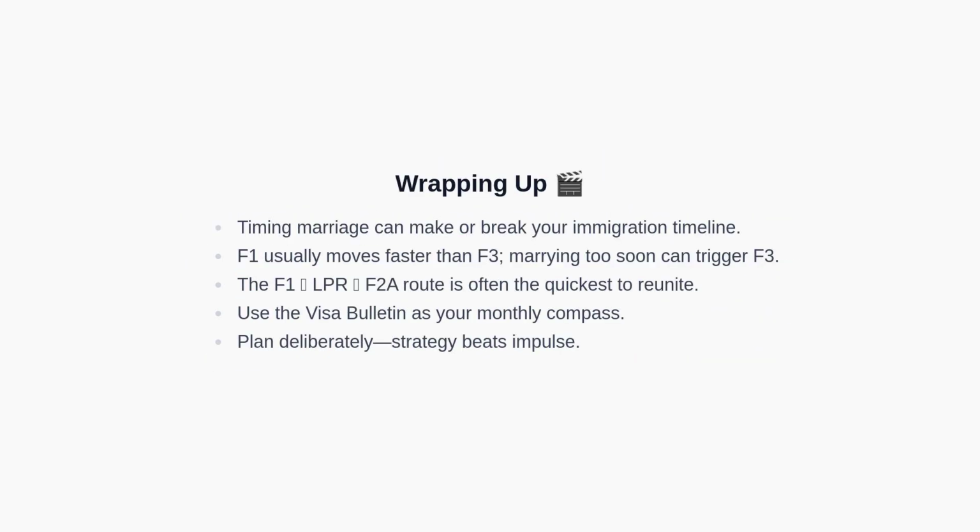In closing, the timing of marriage can drastically impact your immigration journey. F1 generally moves faster than F3, and marrying too early can force a pivot to F3 with a much longer queue. The F1 to LPR to F2A route is often the quickest way to reunite. Use the Visa Bulletin as your monthly guide, and plan strategically rather than impulsively.